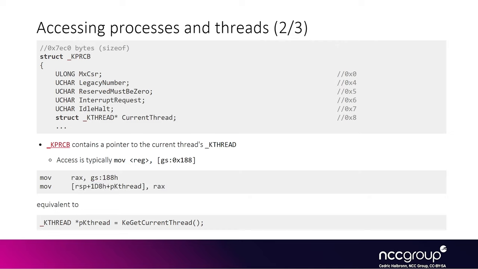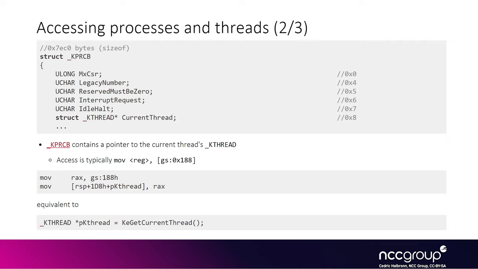So here we know it's actually retrieving the KTHREAD pointer, and then saving that into an offset on the stack. But originally, if you see some code like this or this, it can be a little bit confusing at first. But once you recall that the GS selector points to the KPCR, everything is easy and you can find out what the code is doing.